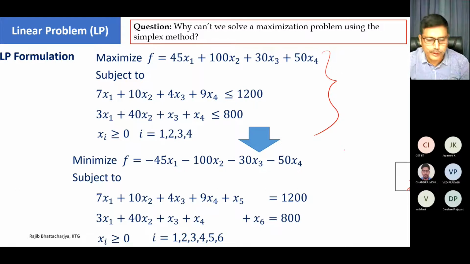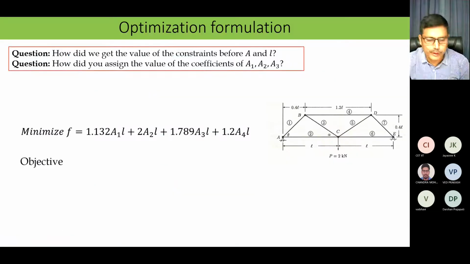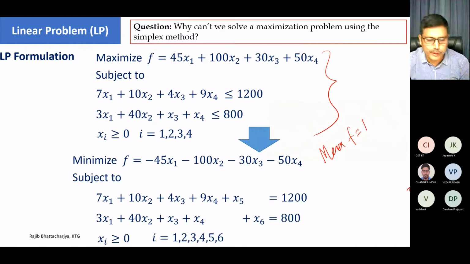Because maximization of f is equal to minimization of minus f. Now the question is whether we can't solve this problem as a maximization problem. Yes, we can solve it. It's not that you cannot solve this problem directly.